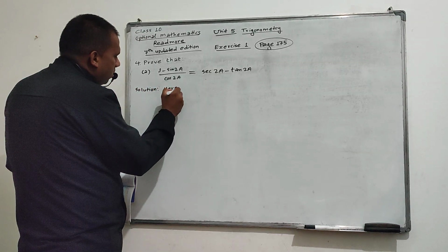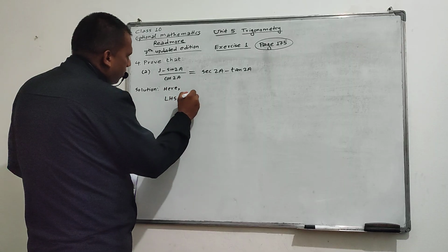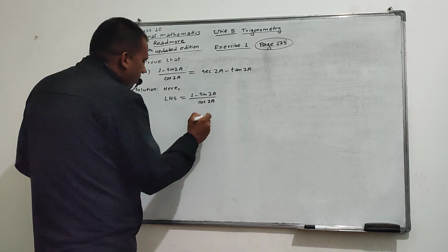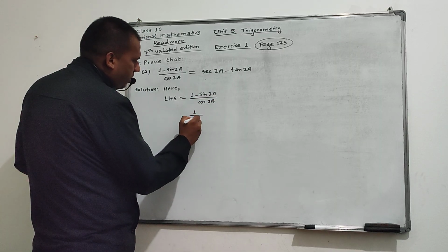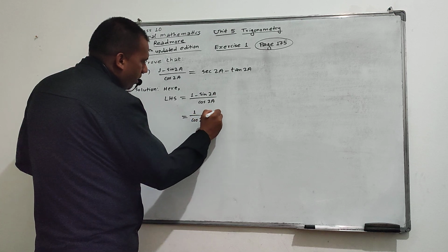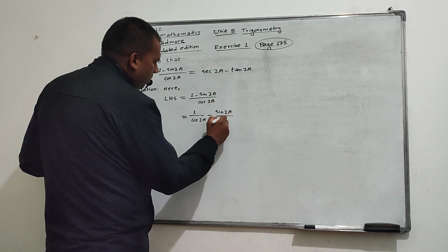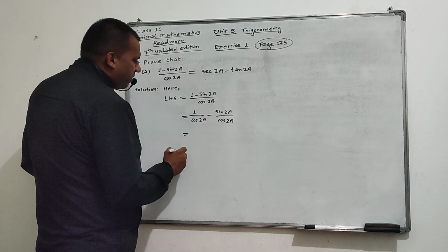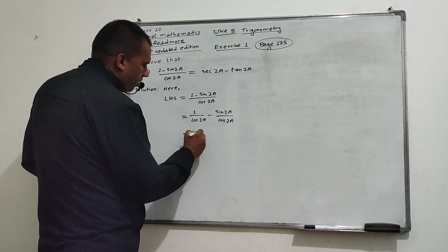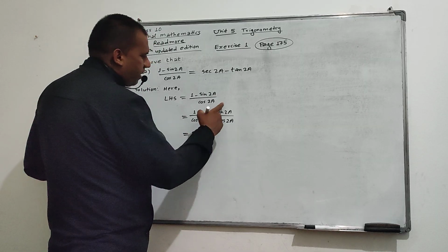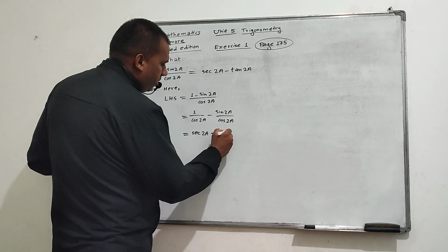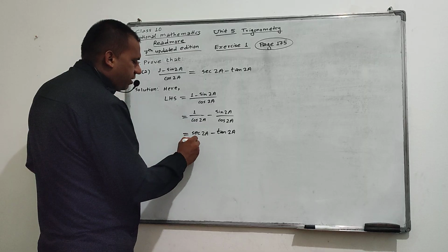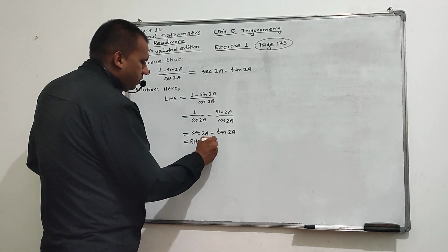Here, LHS, left hand side, equals (1 minus sin 2a) upon cos 2a. This equals 1 upon cos 2a minus sin 2a upon cos 2a, breaking it into two parts. 1 by cos is sec, so 1 by cos 2a is sec 2a, minus sin by cos, that is tan, so sin 2a upon cos 2a is tan 2a, which is the right hand side, RHS. So it is proved.